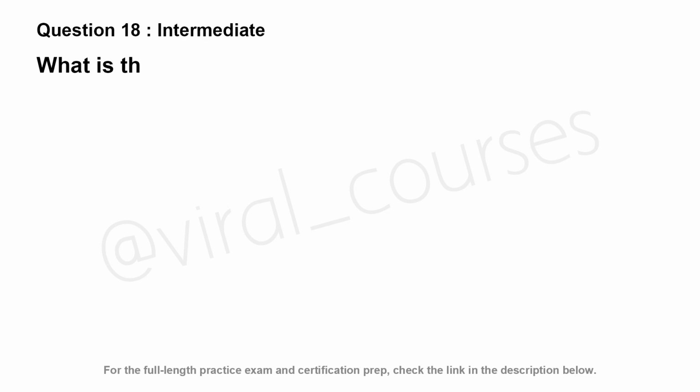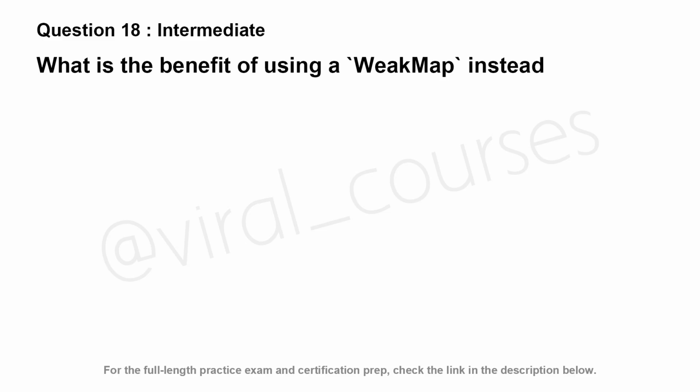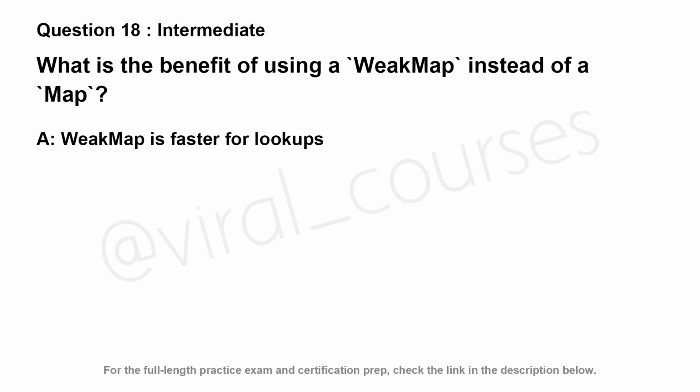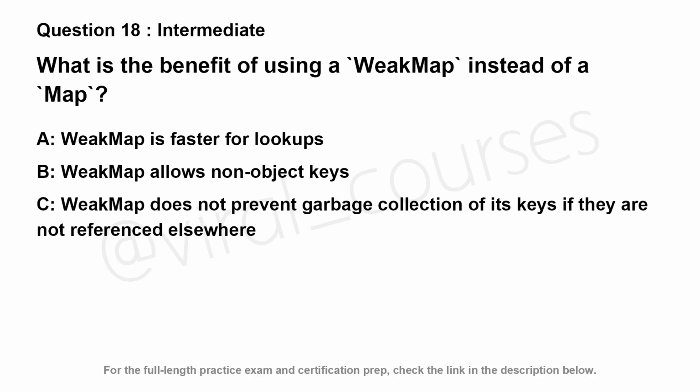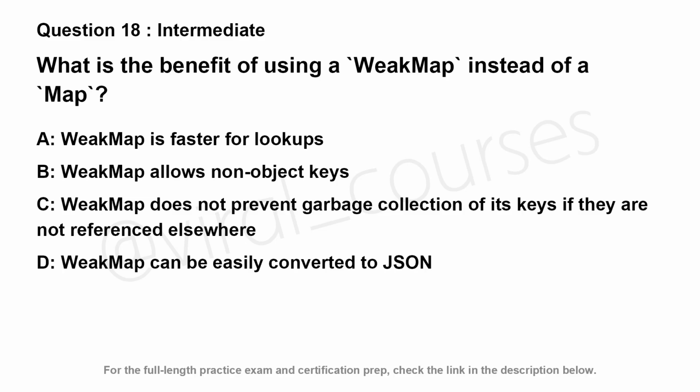What is the benefit of using a `weak map` instead of a `map`? Option A. Weak map is faster for lookups. Option B. Weak map allows non-object keys. Option C. Weak map does not prevent garbage collection of its keys if they are not referenced elsewhere. Option D. Weak map can be easily converted to JSON.